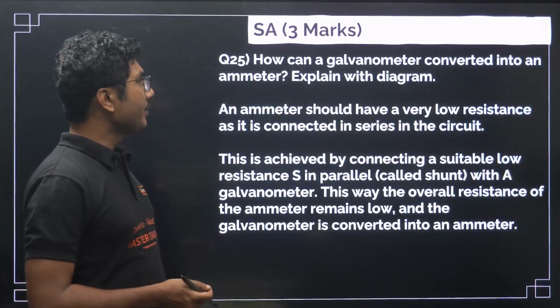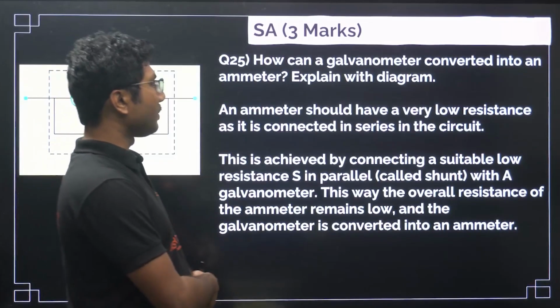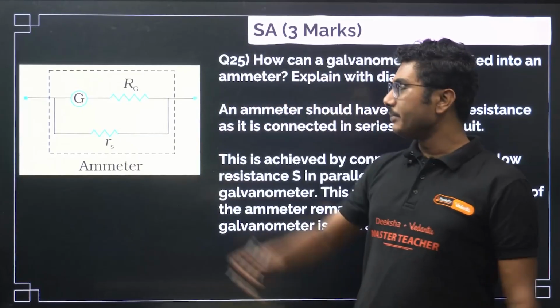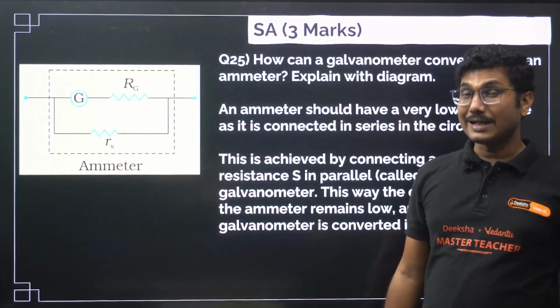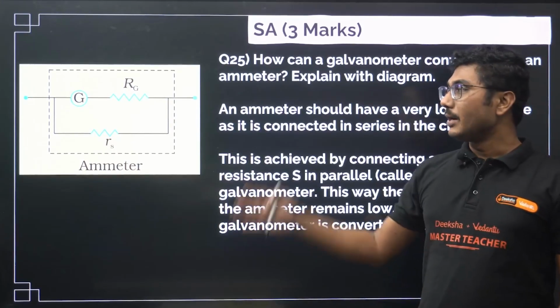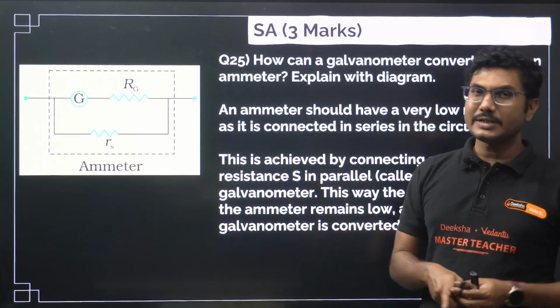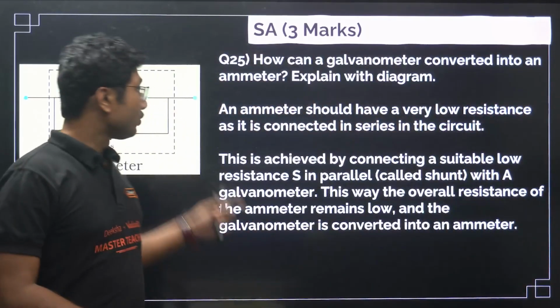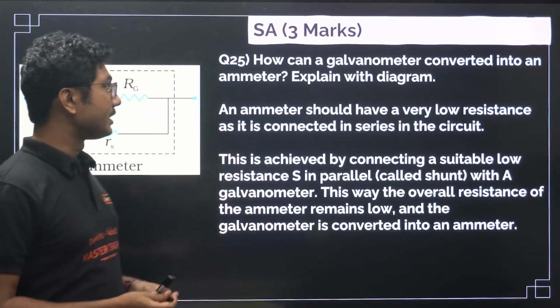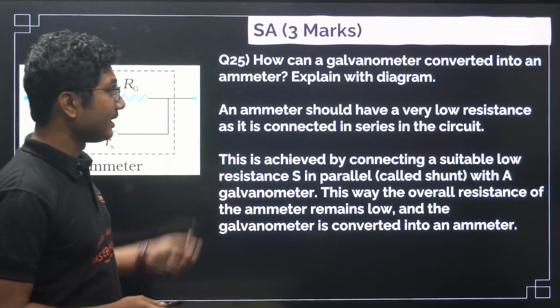How can a galvanometer be converted into an ammeter? Explain with diagram. So, similarly, because an ammeter is connected in series with the circuit, ideally it should have 0 resistance, practically very low resistance. So, an ammeter should have a very low resistance as it is connected in series in the circuit.